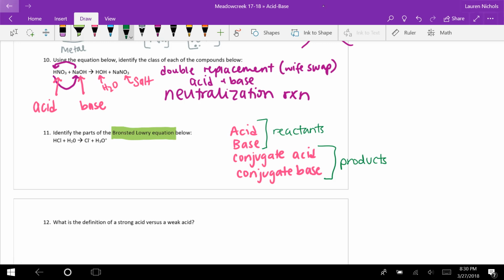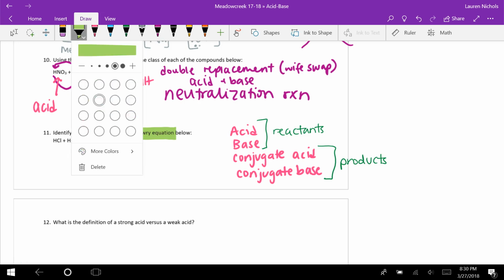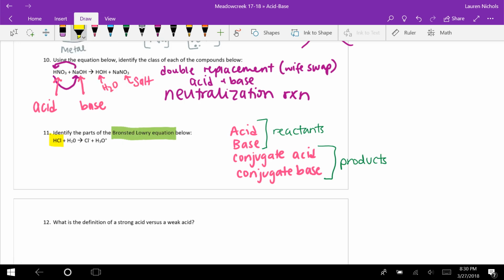So when we look at HCl and H2O producing Cl- plus hydronium, or H3O+, we want to pay attention to how the hydrogen moves, because that is what the Bronsted-Lowry definitions are all about. From HCl, and I'm going to highlight it for you, its partner on the other side is going to be Cl-, because it is the one that most looks like it. And then water is going to be partnered with H3O+.